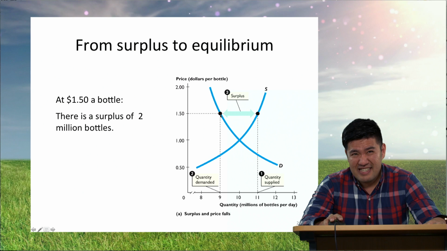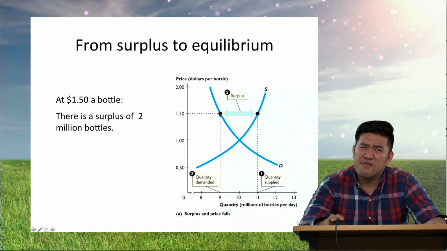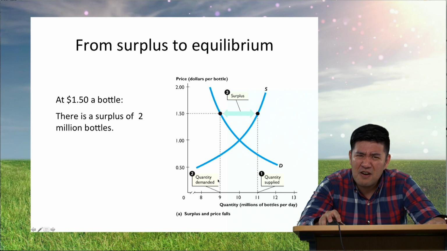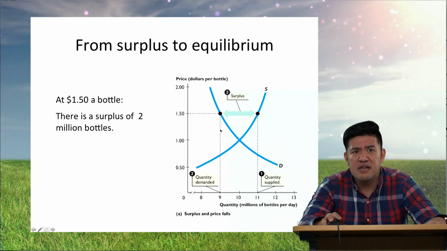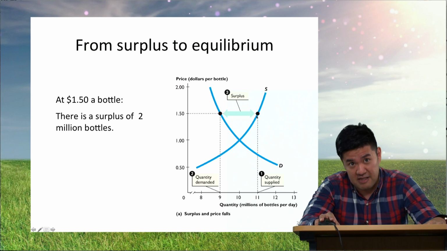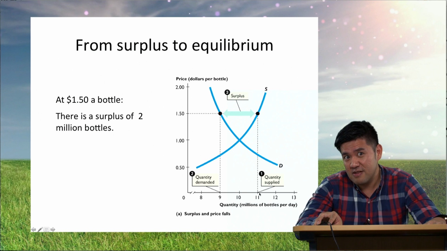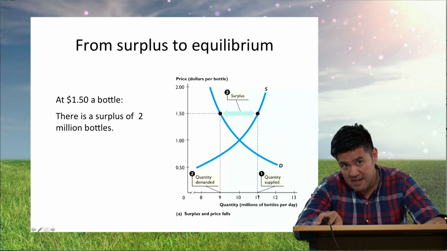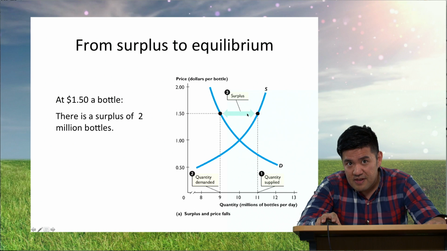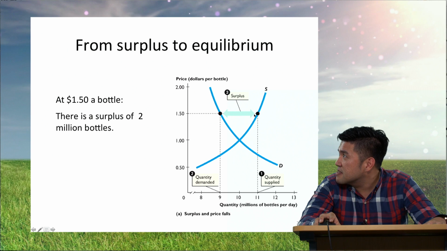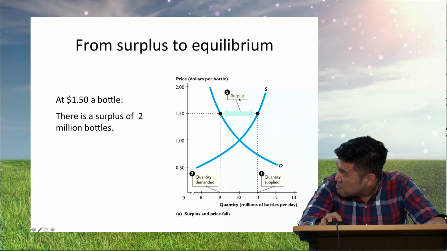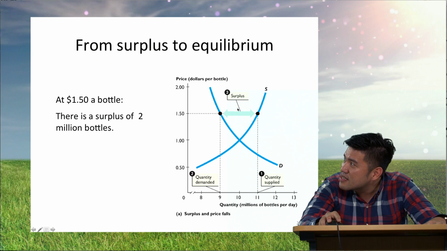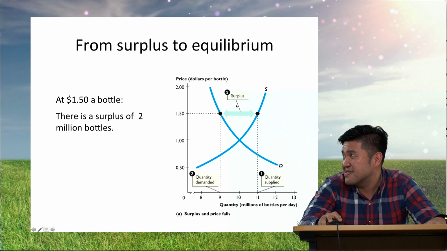That makes sense, guys? The price is too high. So from the consumer's perspective, we are not demanding that many quantity. Price is too high. Okay? But from the point of view of the suppliers, they are trying to supply that many quantity. They are happy. The price is high. They are trying to sell that many quantity, right? So again, quantity supplied is exceeding quantity demanded. When the price is too high, we call that surplus. In this case, we have a surplus of 2 million, right? 11 minus 9.